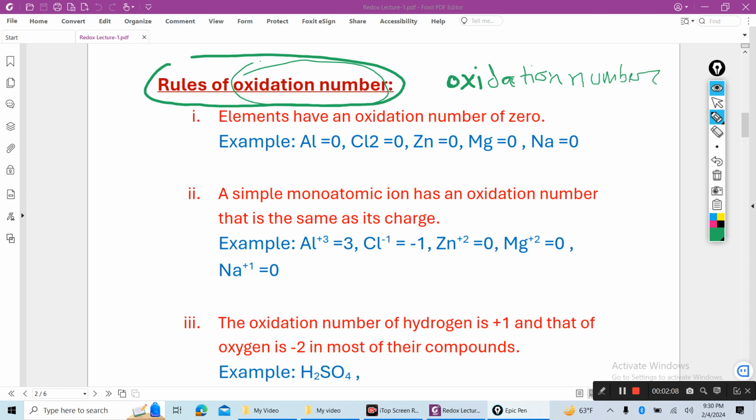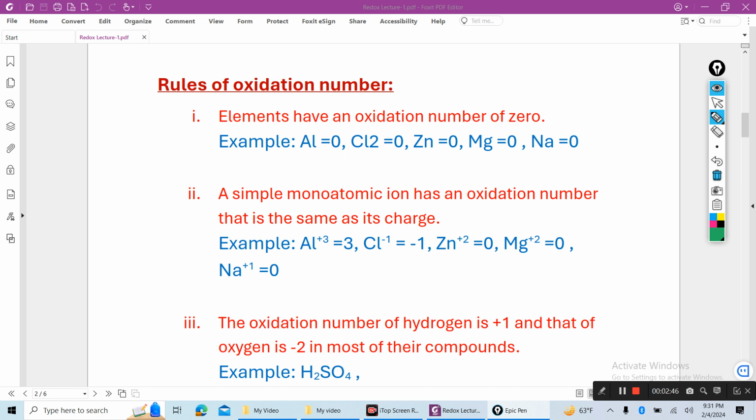The number of electrons that an atom loses or gains, that number is known as oxidation number. An element loses a number of electrons or gains a number of electrons, that number is known as oxidation number. So if sodium loses one electron, sodium becomes a single positive ion, so the oxidation number of sodium is +1. Oxidation number is the number of electrons that an atom gains or loses.